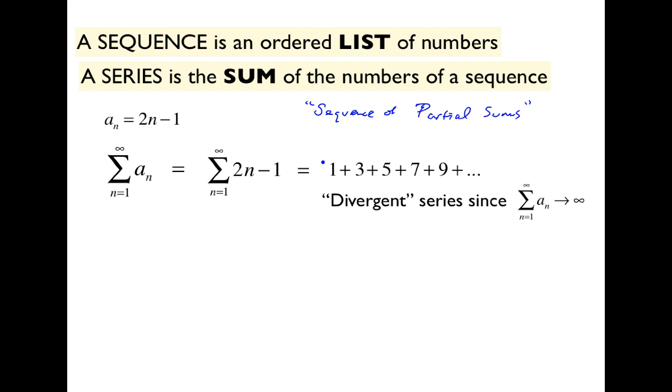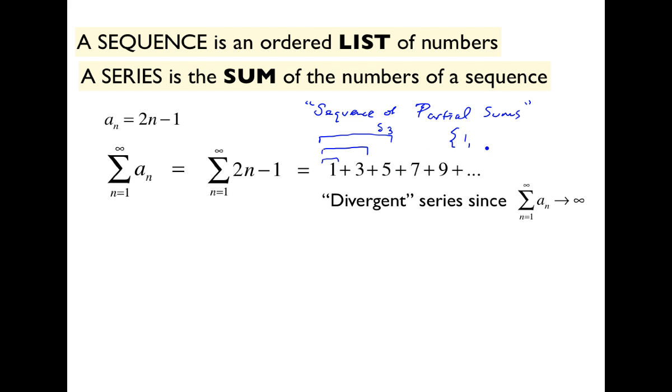But then what we do is we think about a new sequence of partial sums. And so this is S1. And then S2 is adding the first two together. And then S3 is adding the first three together. So this would be S3. S4 would add the first four terms. So what is the sequence of partial sums?